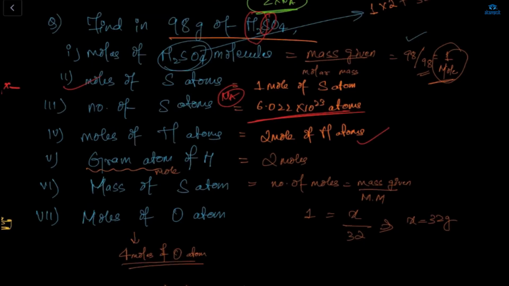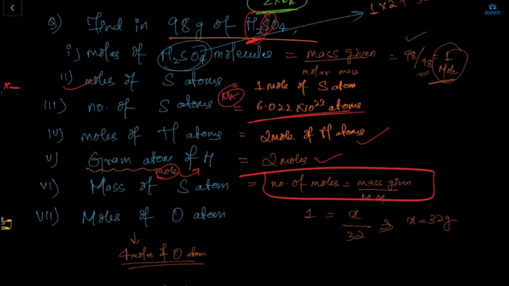Okay. Next, your gram atom of H. Gram atom means mole only. So gram atom of H means your mole of H. So here the mole of H is 2 moles, which is already given in the question. Mass of S atom. The mass you can easily find. We will apply this formula, number of moles is equal to mass given upon the molar mass, which is 32 grams.